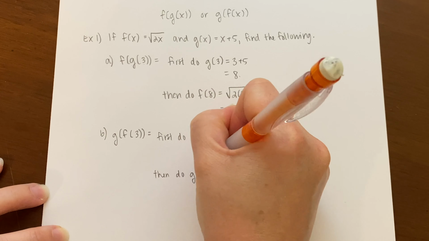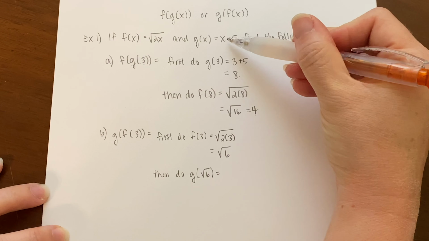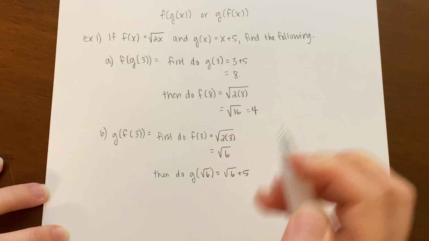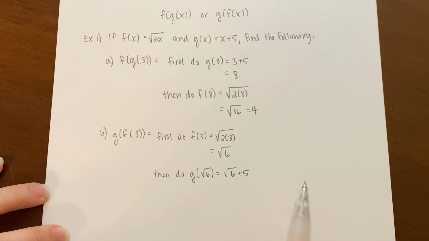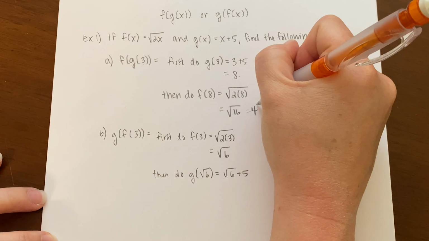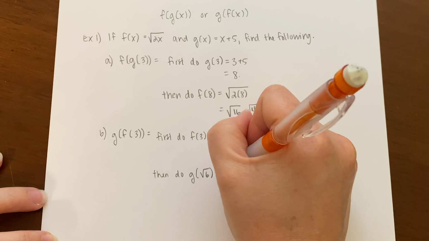So we're going to have g of root 6. If we go up to the g function, remember it was x plus 5, so this is going to be root 6 plus 5. These are not like terms, so I can't combine them any further, and there's nothing that simplifies, so that's the answer. So this is different than what we got the first time around.